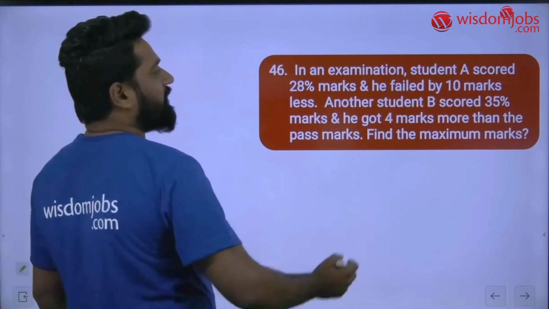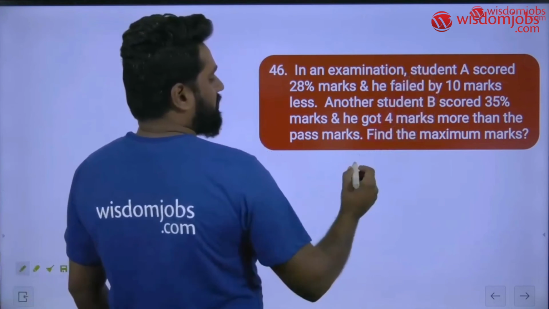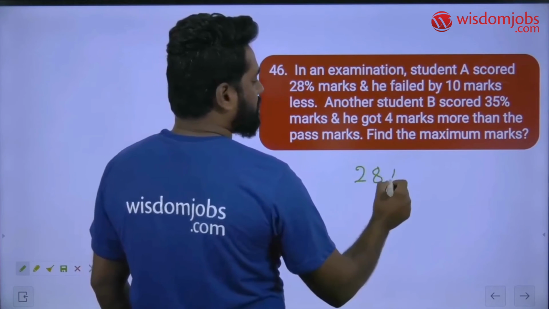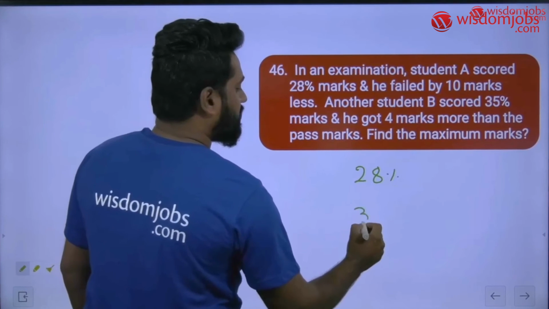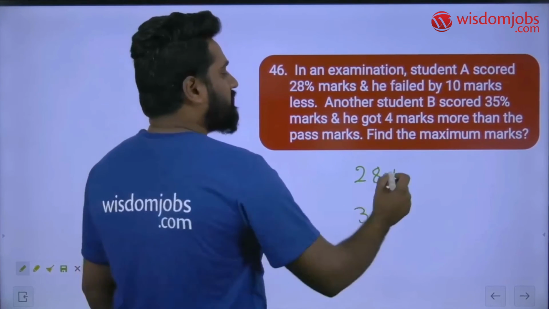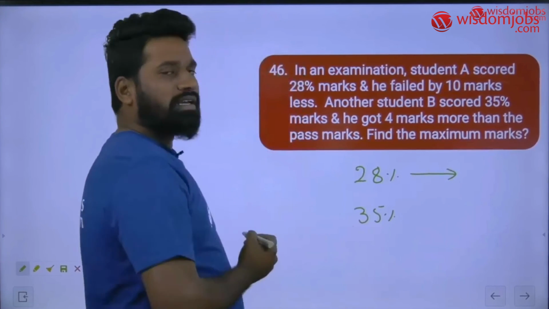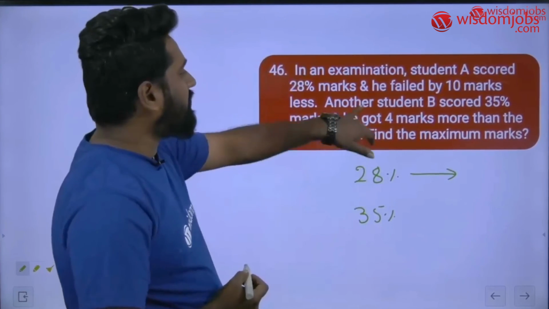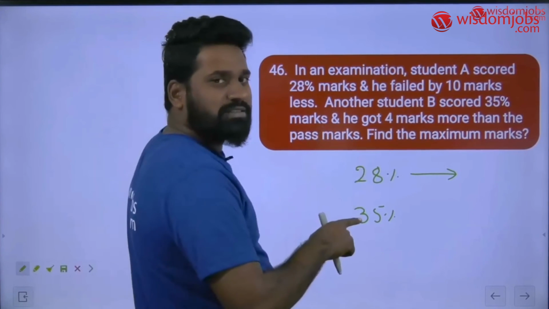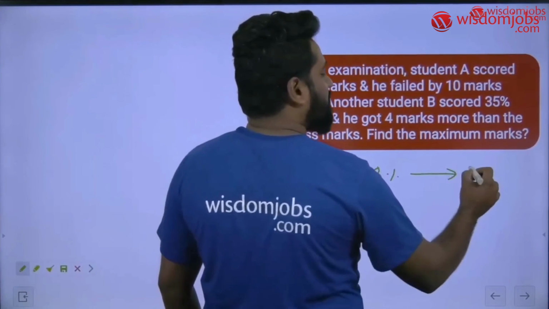I am writing here: first one got 28% of the marks, second one got 35% of the marks. Suppose the first one is 28%, and it is clearly mentioned that he failed by 10 marks. Failed by 10 marks means you can add those 10 marks, so plus 10 you can write.